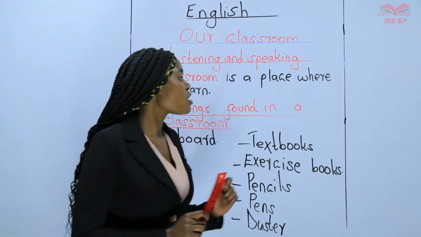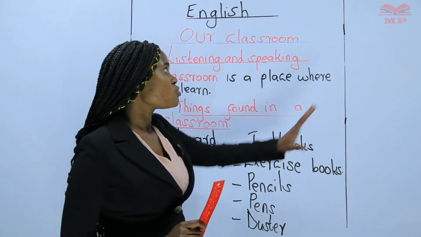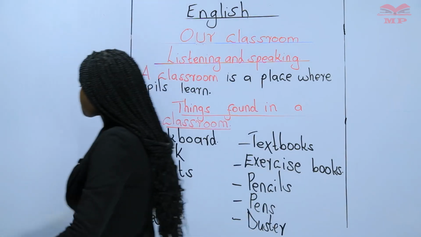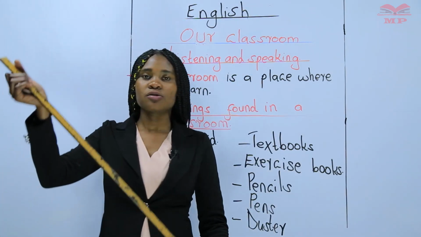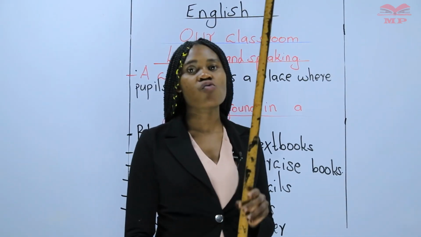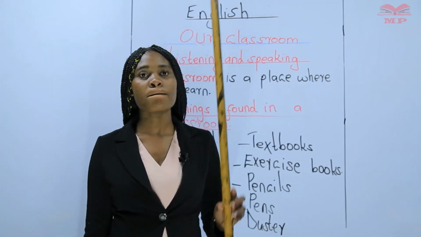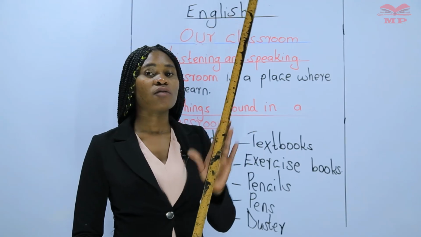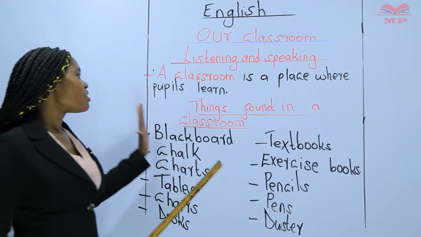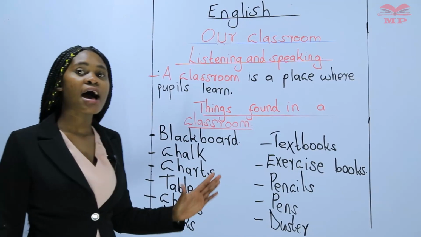While teachers also have a ruler that they use to make lines on the blackboard or the board. So this is what teachers use to make lines. We call it a meter rule. It is called a meter rule. It is also found in a classroom. So these are some of the things that are found in a classroom.